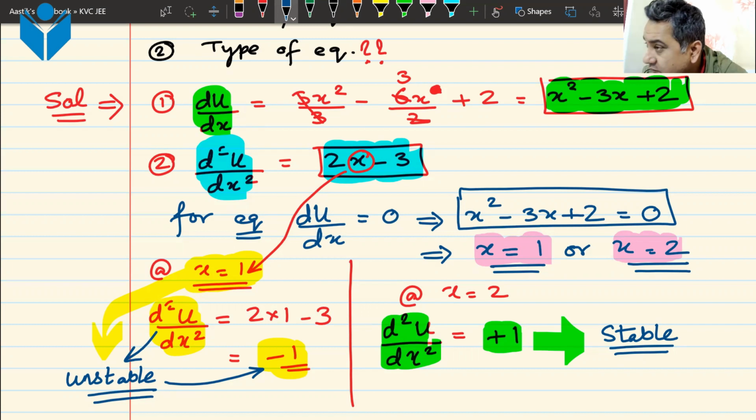Stability is depending on x, sir. No, we have not understood that. It will depend on x, yes. Because it is a function of x, so it will depend on x. We have not understood that. That is a part of the question. Yes. Anything else? Go on.